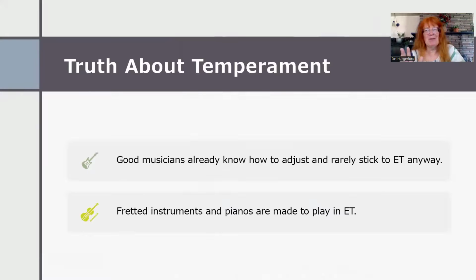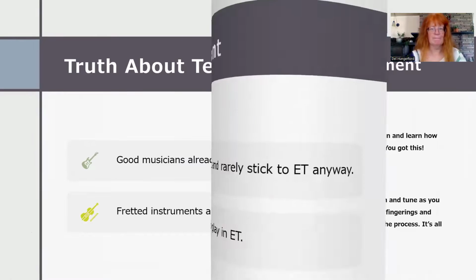Tuning is the bane of every musician's existence unless you're in a rock band because you really can't do anything about it anyway, unless you're a singer. I mean, if you're using all fretted instruments and electronic instruments, then there's not a whole lot you can do. Fretted instruments and pianos are made to play in equal temperament. So I just have to say that unless you go get a period instrument before the mid 1800s, or you can have someone build you one.